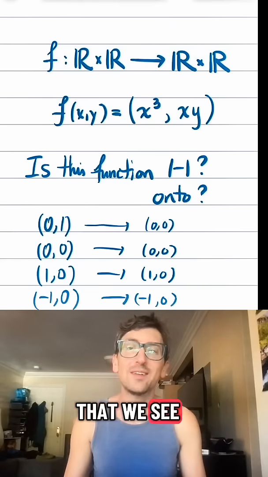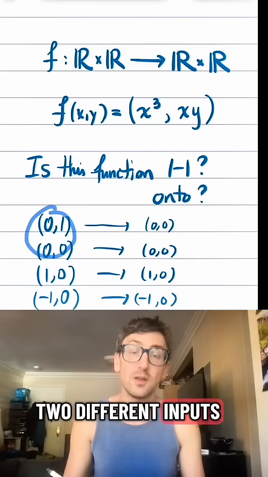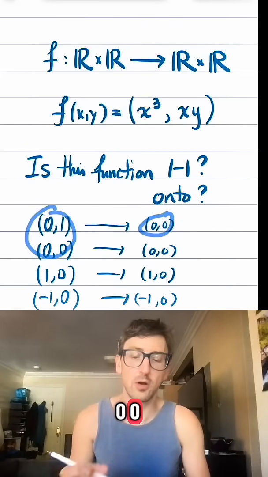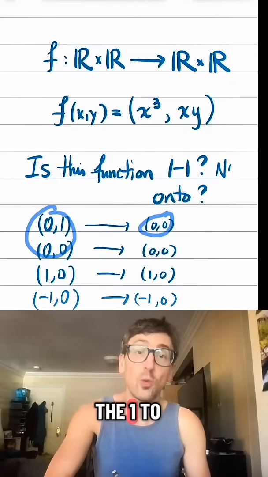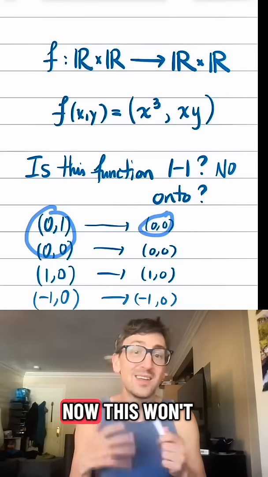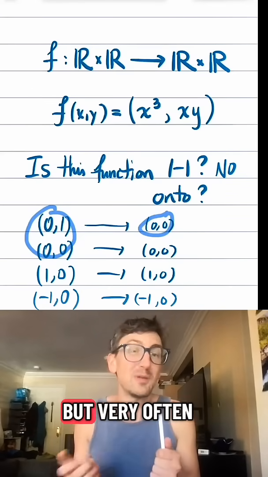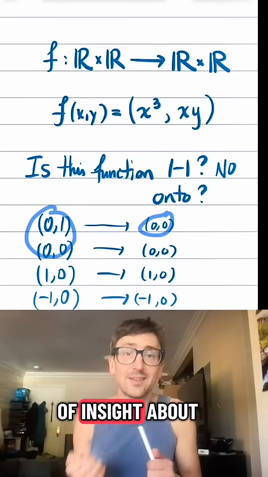If we do that, we see that we got lucky and we notice 2 different inputs go to the same output of 0, 0. So right away, we know that the answer to the one-to-one question is going to be no. Now, this won't always happen when you do an example, but very often it will. You'll get some sort of insight about the function.